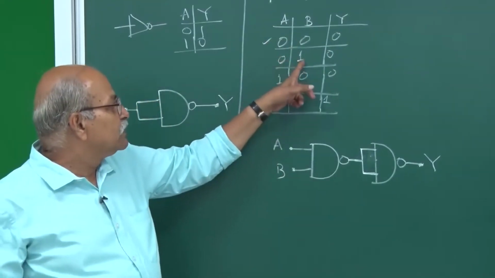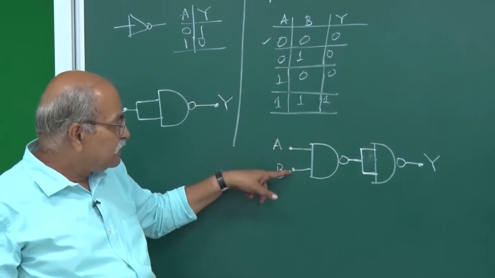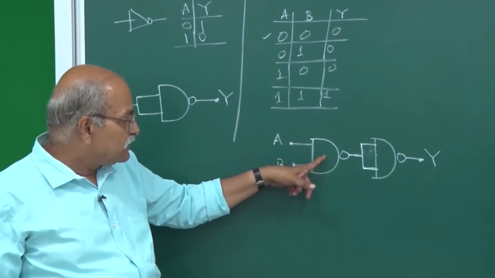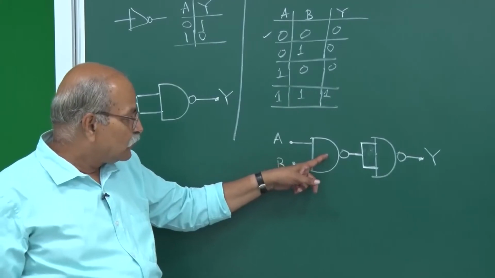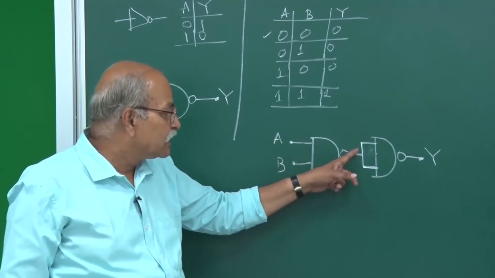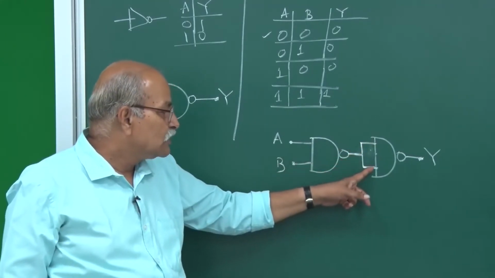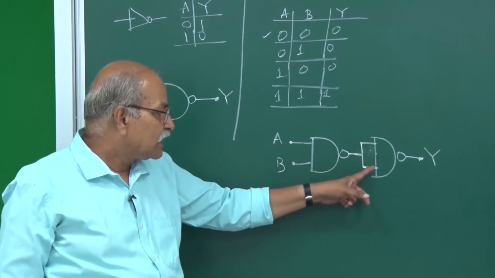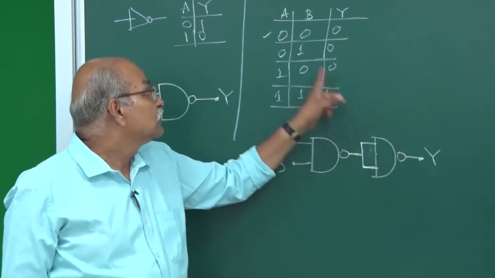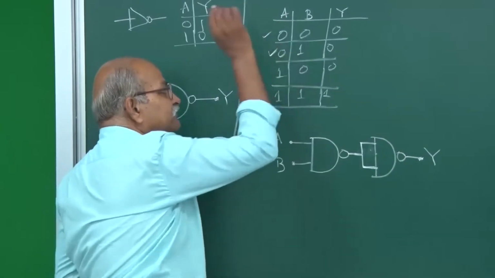A is 0, B is 1. 0 and 1. AND gate will give me 0. And therefore NOT of that will be 1. And so here it goes 1, here it goes 1. And 1 and 1, AND will give me 1 and NOT of that will give me 0. So this is 0, that's fine.